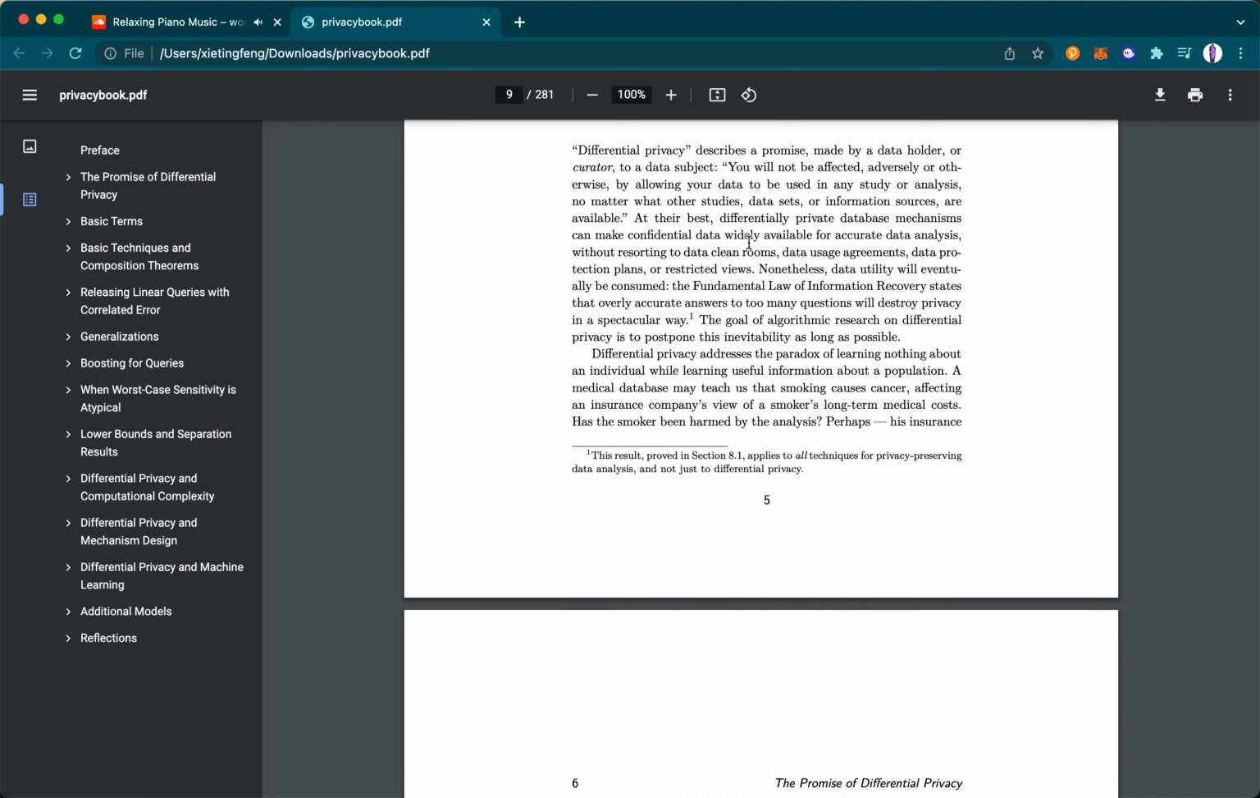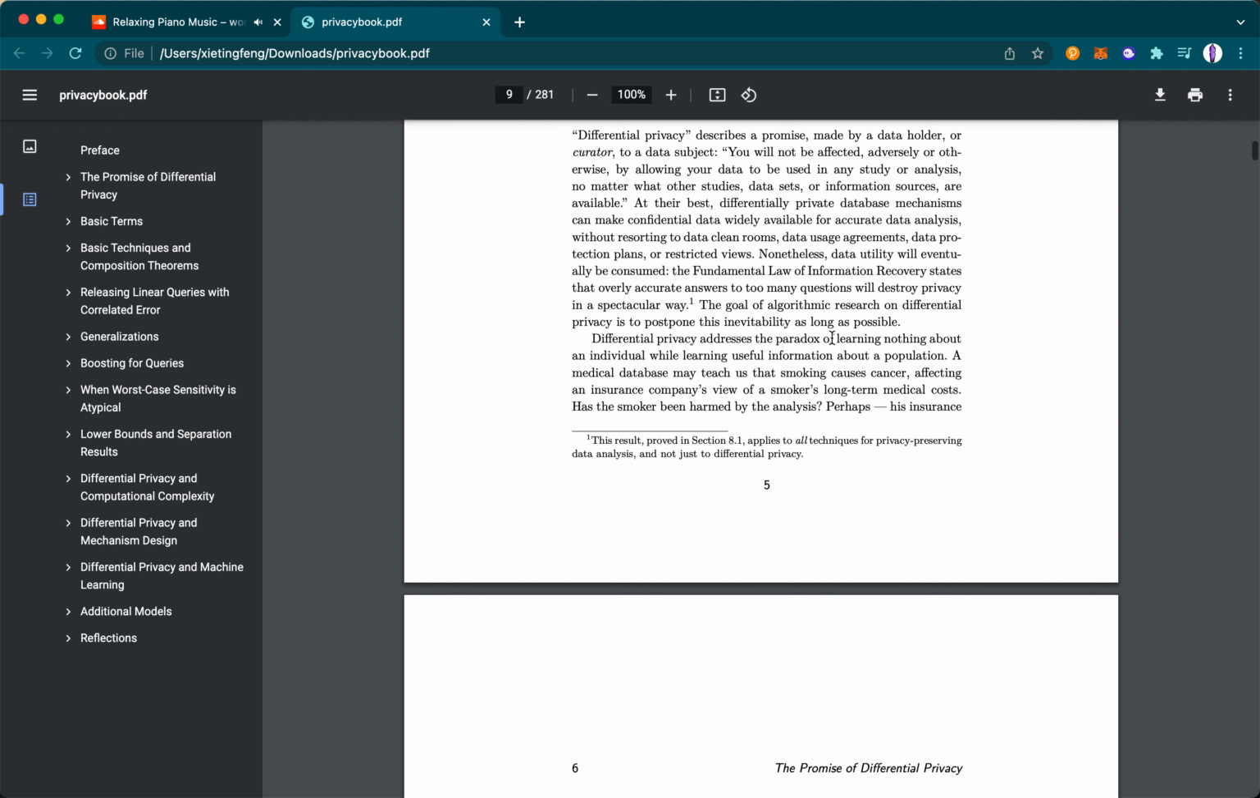At their best, differentially private database mechanisms can make confidential data widely available for accurate data analysis, without resorting to data clean rooms, data usage agreements, data protection plans, or restricted views. Nonetheless, data utility will eventually be consumed. The fundamental law of information recovery states that overly accurate answers to too many questions will destroy privacy in a spectacular way. The goal of algorithmic research on differential privacy is to postpone this inevitability as long as possible.